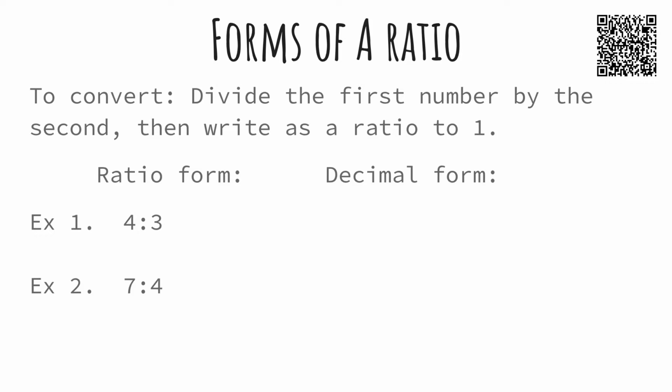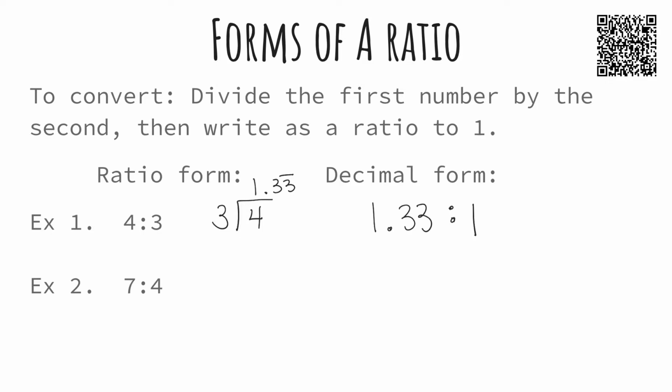So to convert, you're going to divide the first number by the second, and then you write it as a ratio to 1. So if I take 4 and I divide it by 3, you're going to get 1.3 repeating. So that 3 is going to go on forever. And so we would write that as just 1.3. Let's just round it to the nearest hundredth. So 1.33 to 1. So in decimal form, that's what it would be.